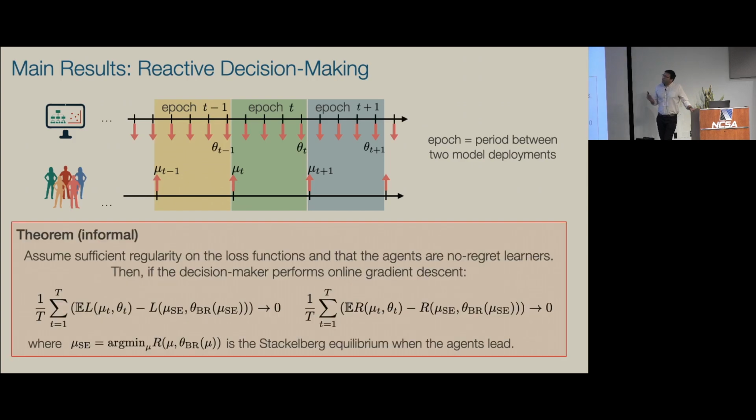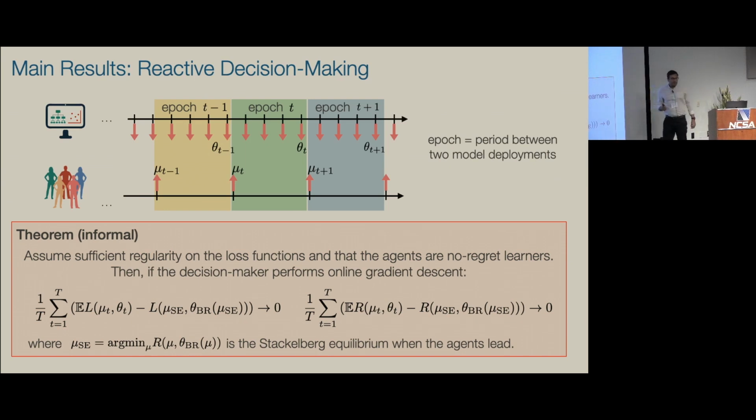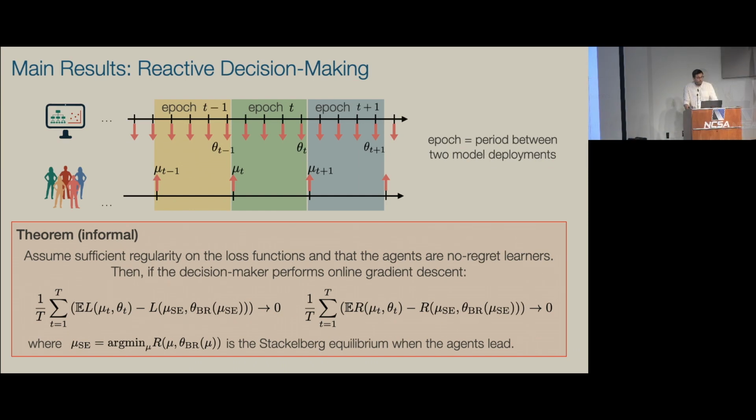But maybe the more interesting case is, as I mentioned, this case where the decision maker is going much, much quicker. And then under the same no-regret assumption on the agents, the decision maker just has to do online gradient descent on their own loss. So not even black box optimization. And you get the converse result, that if the decision maker is going much, much faster than the population, then they can converge to a stackelberg equilibrium where the agents lead.